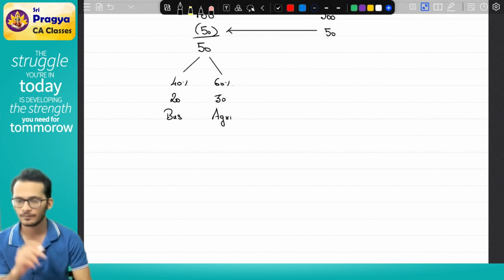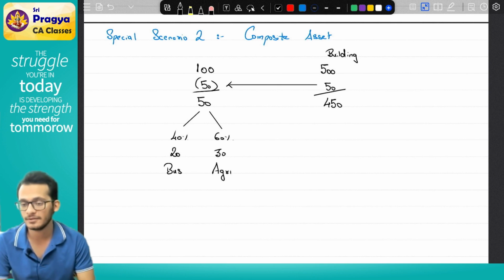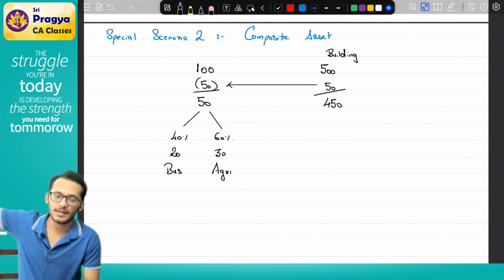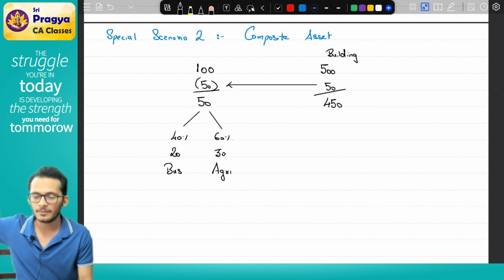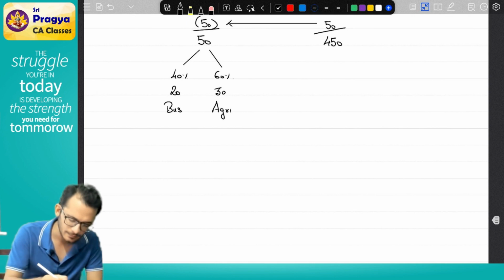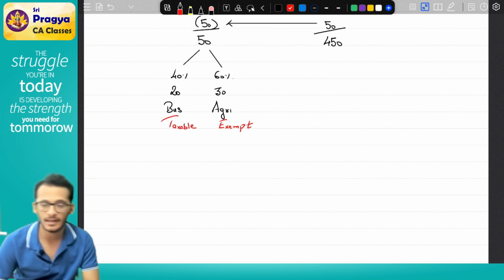Next year I need to claim depreciation again. Will I claim depreciation on 450 or not? Yes. Why has this question come up, Rahul? Because 50 is what you claimed as a deduction. In that 50, what happened? 40% went to business, 30% went to agriculture. And you know agriculture is exempt. This became taxable. Agriculture is exempt and that balance became taxable.